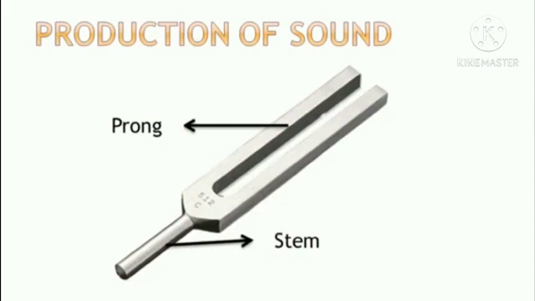Production of sound means how is sound produced. We have learned that sound can be generated from a vibrating object. Here we take one example of the tuning fork, and we will now learn how sound is produced due to such vibrations. You can observe the tuning fork diagram, and a tuning fork is made up of two prongs and a stem.